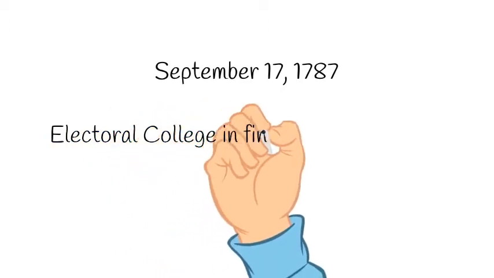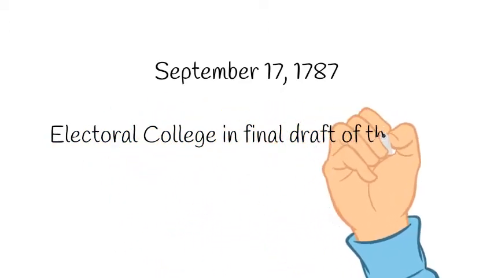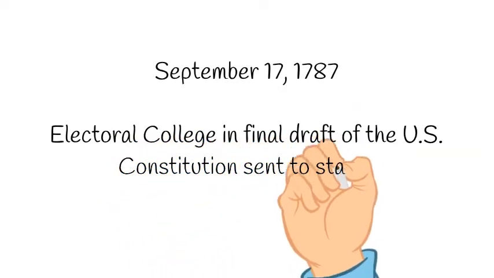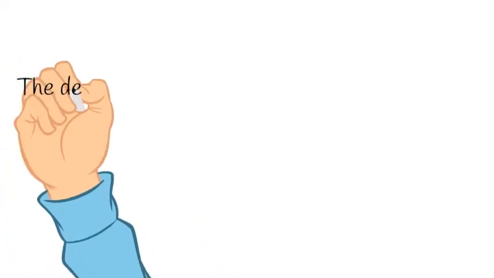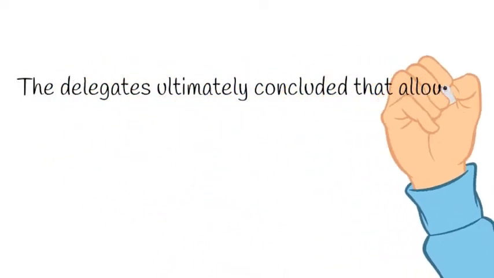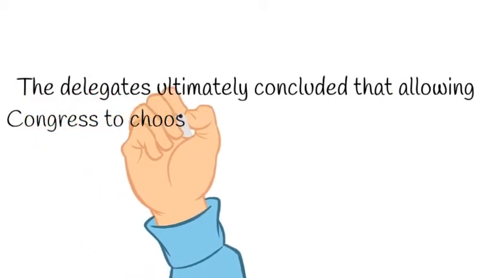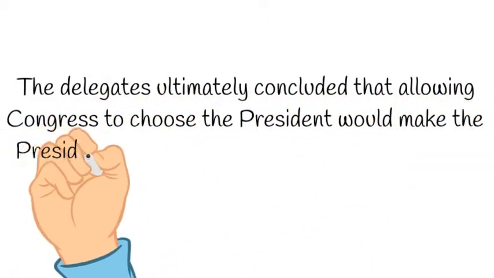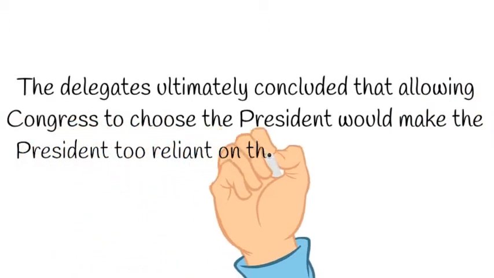On September 17, 1787, the Electoral College made it into the draft of the U.S. Constitution that would be sent to the states for ratification. The delegates ultimately concluded that allowing Congress to choose the president would make the president too reliant on the wishes of Congress.